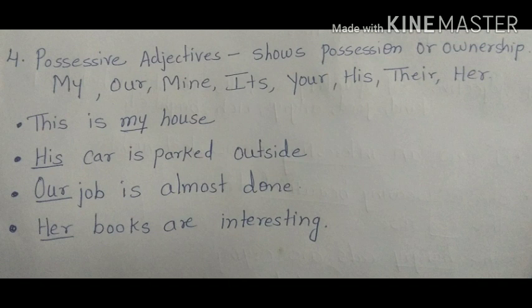So in these four examples, my, his, our show a relationship or ownership. So they are called possessive adjectives. The possessive adjectives always come before a noun they qualify. For example, my friend. So the possessive adjective my qualifies the noun friend.